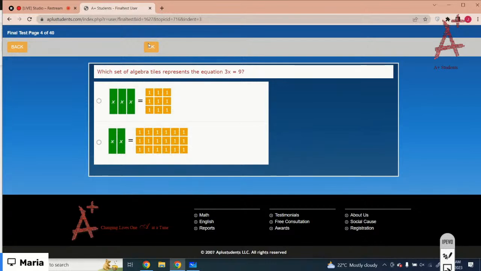3x equals 9. This is option number 1. Got it? You have 3 of the tiles with that, and on the other side is for the orange. So option number 1 is the correct option.